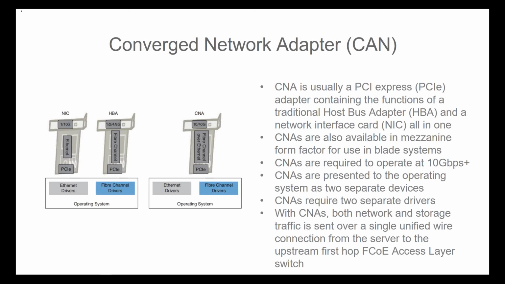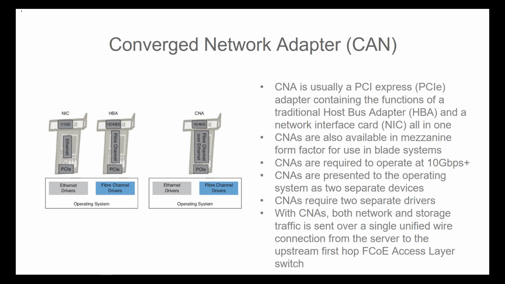Converged network adapters. Usually you're going to see them in servers as a PCI Express adapter. It's going to contain the functions of a traditional host bus adapter and a network interface card in the same card and form factor. CNAs are also available in mezzanine form factor for blade systems, and they're required to operate at 10 gigabit per second or more.